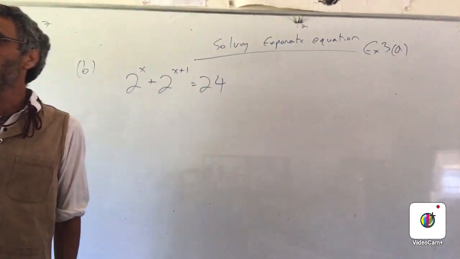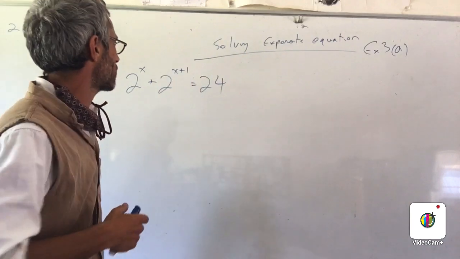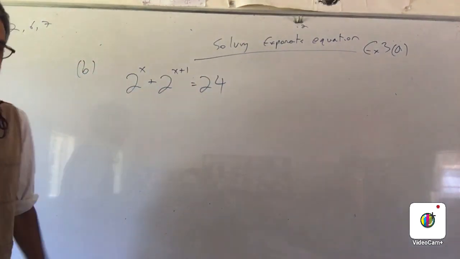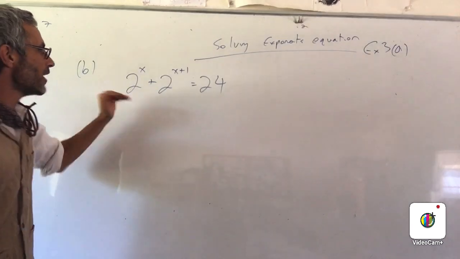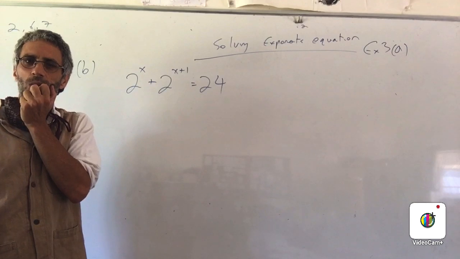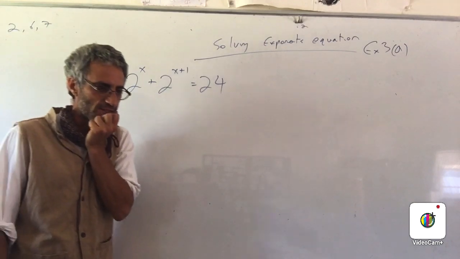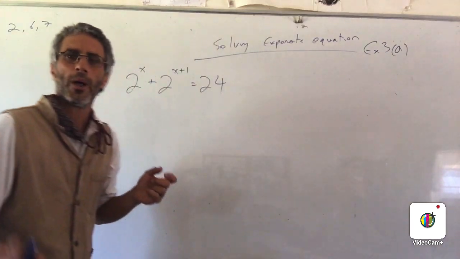It would have been nice if we stayed in part A, where things were quite easy. Unfortunately, life gets a little bit difficult at times. We're moving to part B. What is the problem here that we have? 24 is not a power of 2. It's not exactly 2 to the power of something, but you can divide it apart.